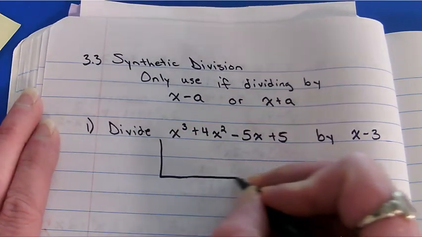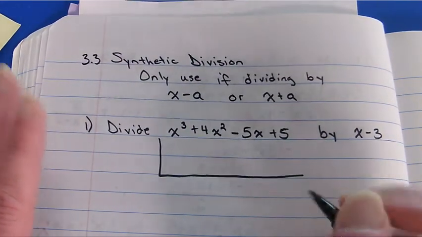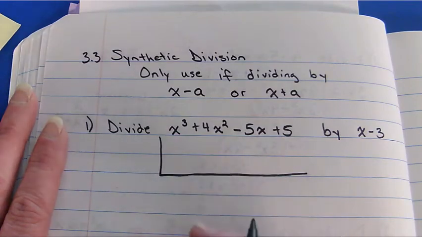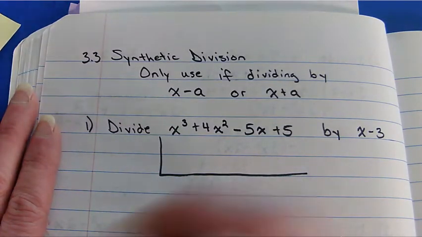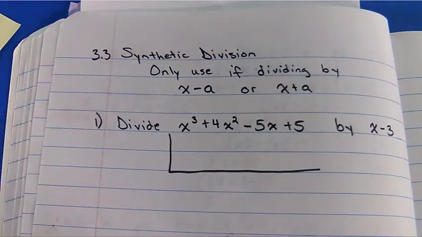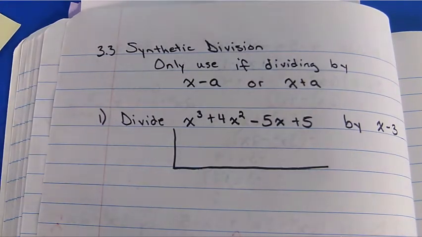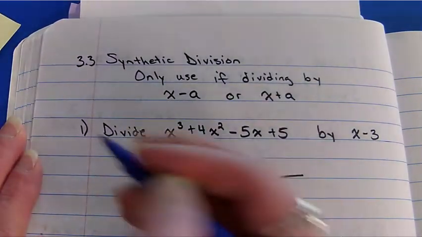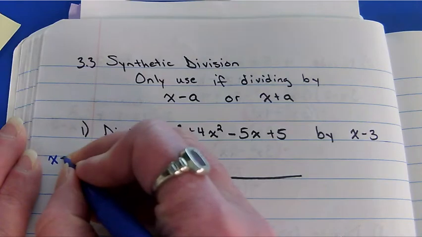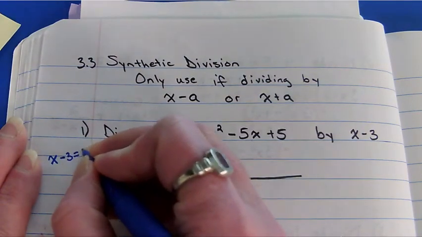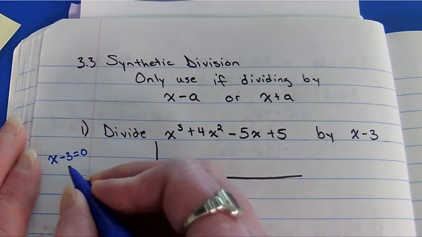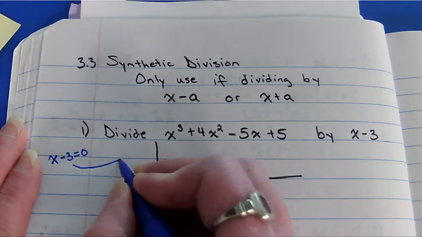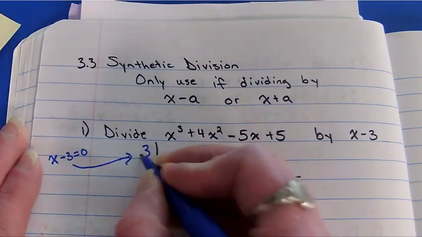For synthetic division, we set it up a little bit differently. So we make a box. It's kind of like an upside down division. On the outside, I'm dividing by x minus 3, but I'm going to take the solution to x minus 3 equals 0. In other words, what's the 0 of x minus 3? Well, that's going to be a positive 3.